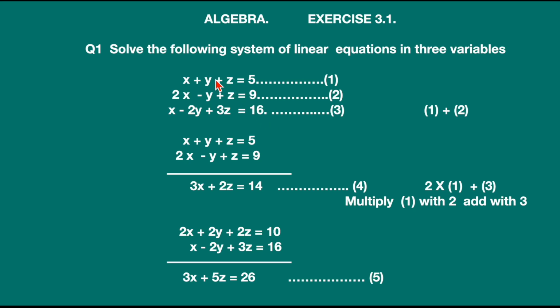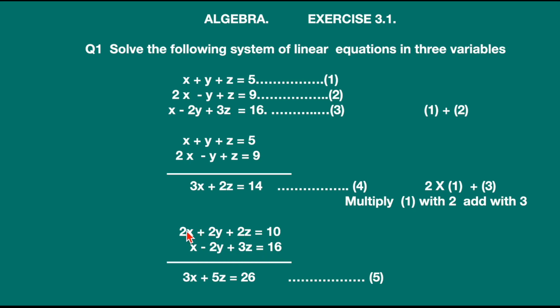In this also I have to eliminate y only. So here it is minus 2y, it's y. So if here it is plus 2y, then it will get eliminated. So let me multiply the first equation with 2. So 2x plus 2y plus 2z is equal to 10. Write down the third equation as it is.